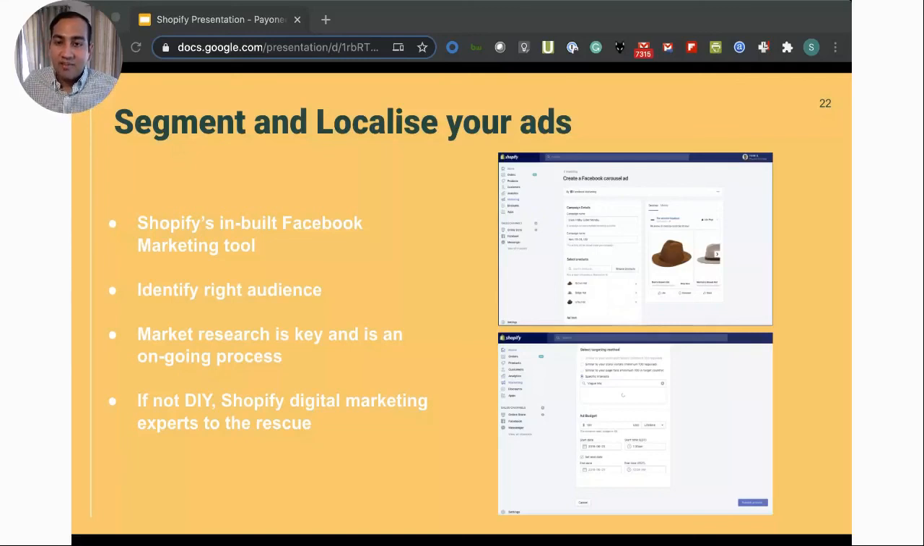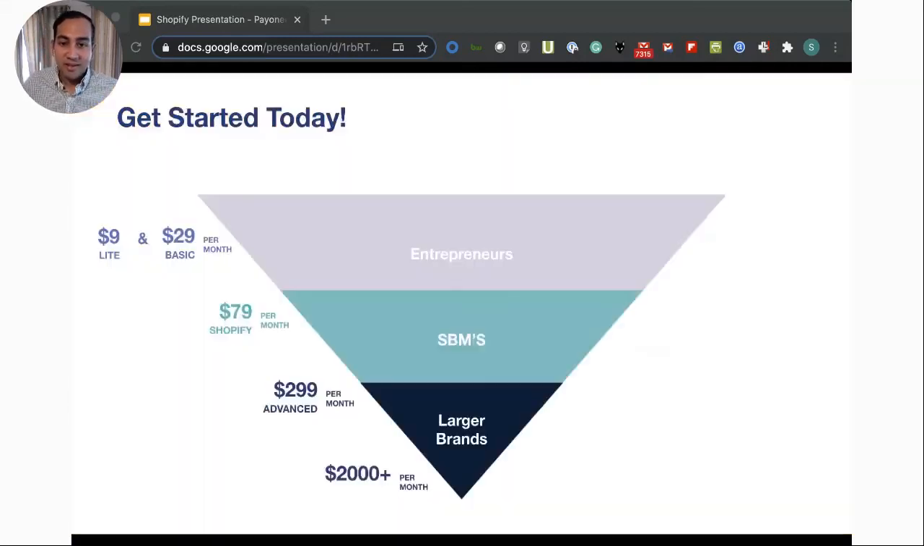And if you're having trouble doing your marketing on your own, then there's an experts marketplace on Shopify where some of the big digital marketing experts can come in and guide you in your business as you look to go global.